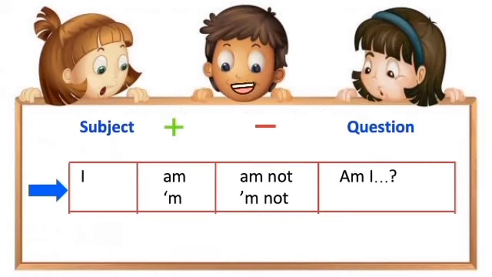Am is used with the subject I. The positive form is I am, or we can use the contraction I'm. The negative form is I am not, or we can use the contraction I'm not. When forming a question, we place the verb at the beginning of the question. For example, am I?